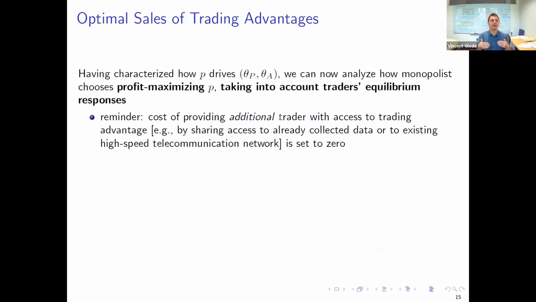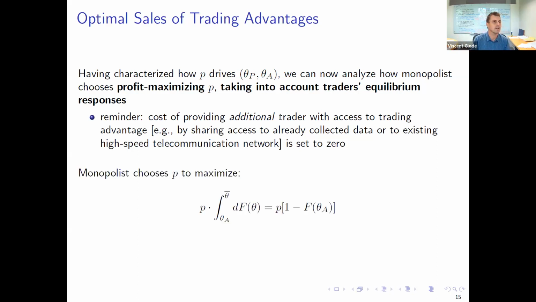Now, let's take a step back and think about how the monopolists would like to sell the trading advantages to maximize profits, taking into account traders' equilibrium responses. Since the marginal cost of producing another unit of trading advantage is set to 0, and again, we could have a non-zero C, we will just have a bunch of minus C's in all our equations, and we will get the same intuition. But we're trying to maximize P times the mass of traders who acquire the trading advantage.